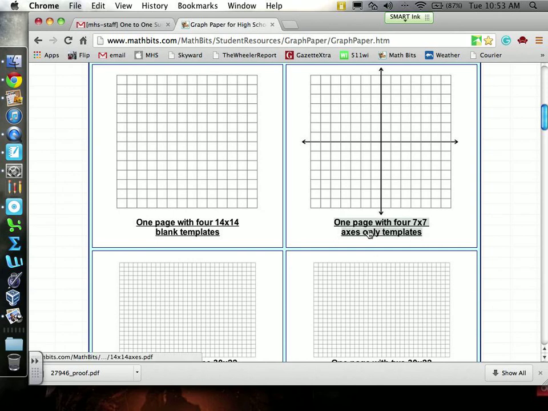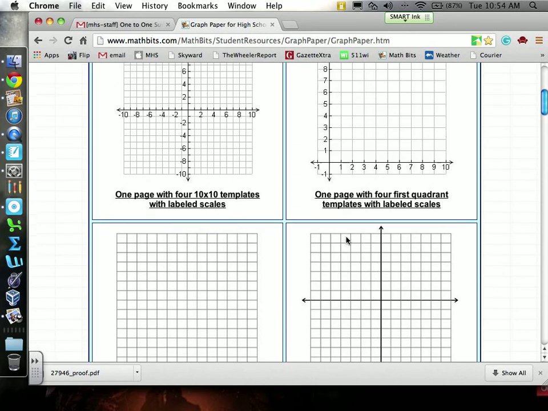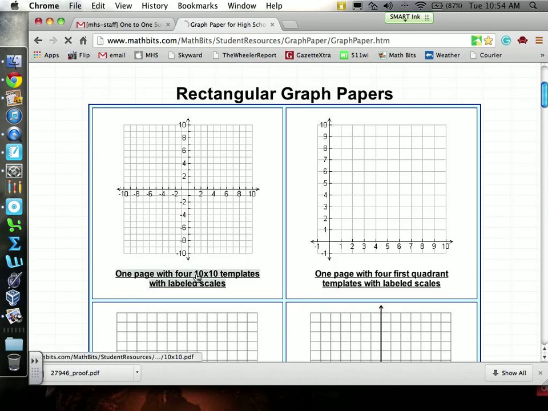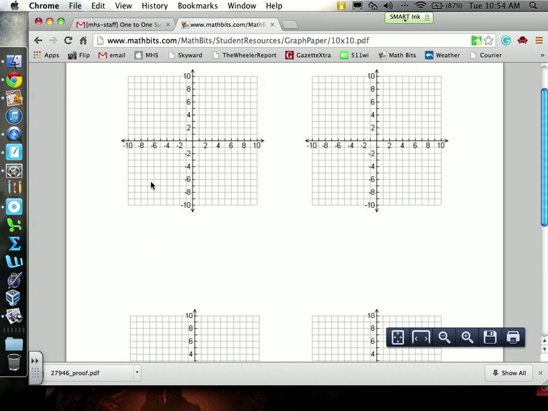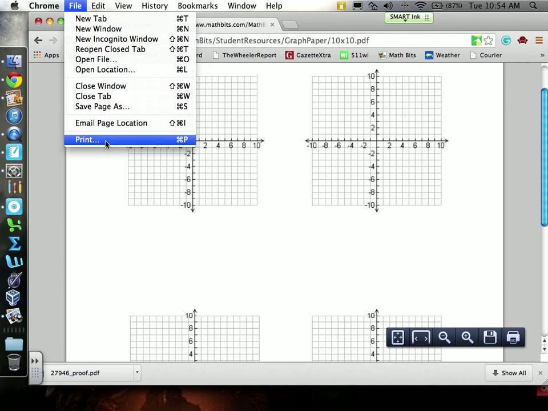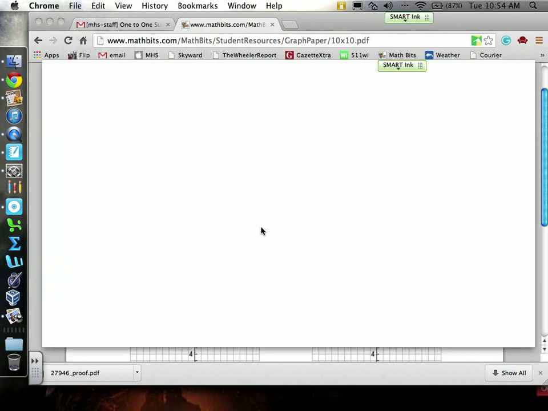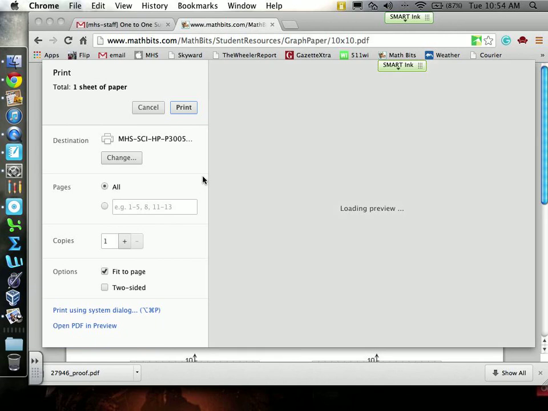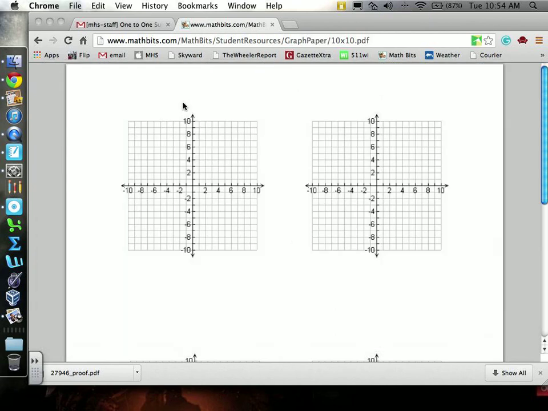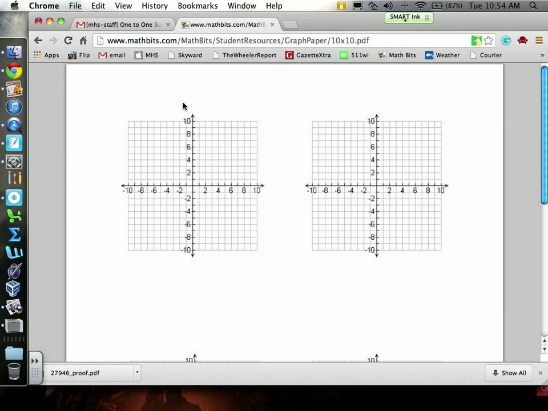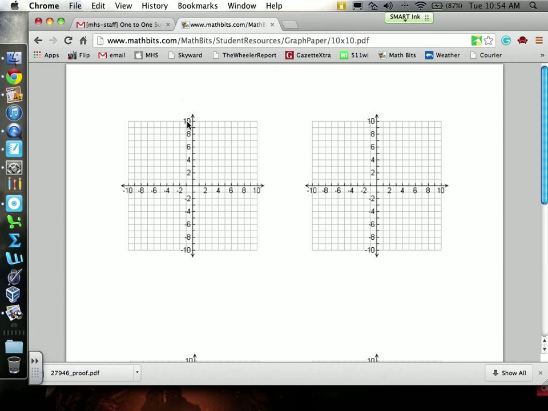Oh, one page is four 7x7s. Okay. Let's see that. I'm going to print 2 of them, and then I will actually go and make some back-to-back copies in the copy machine for you. Okay? And you only need 1 sheet for today.